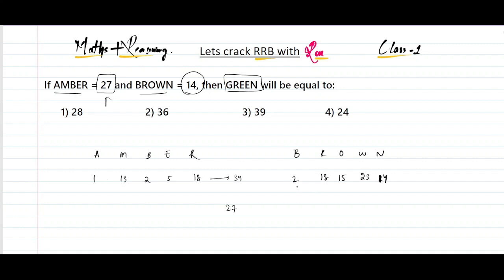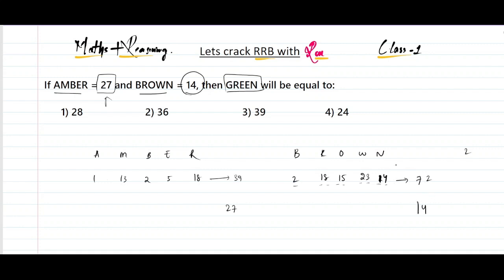Okay, if I add all this, 2 plus 8 is 10, 10 plus 5 is 15, 15 plus 3 is 18, 18 plus 4 is 22, carry forward 1, 3, 4, 5, 6, 7. So I got 72, but they have given 14.